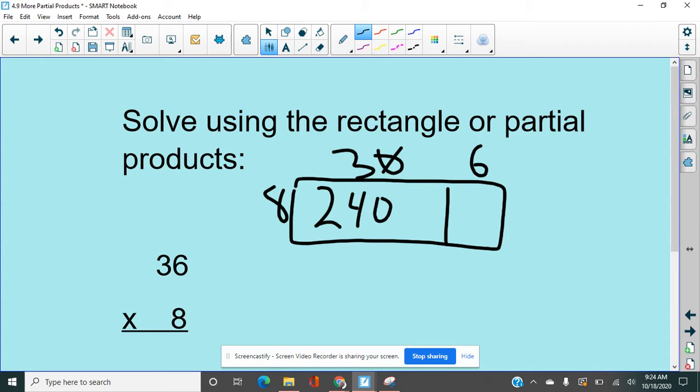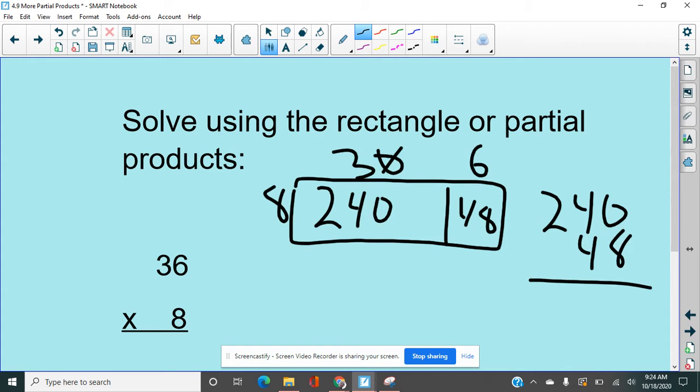6 times 8. 5 times 8 is 40, so 6 times 8 has to be 48. We add those together, and we get 288. Right? Nothing new there. Just a reminder of what we've been doing in the past.